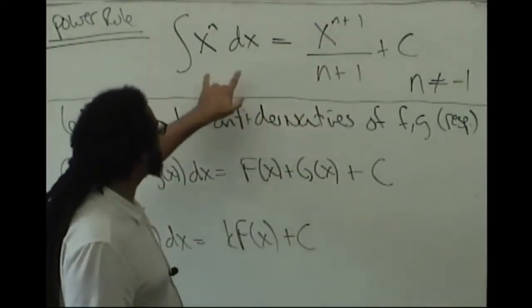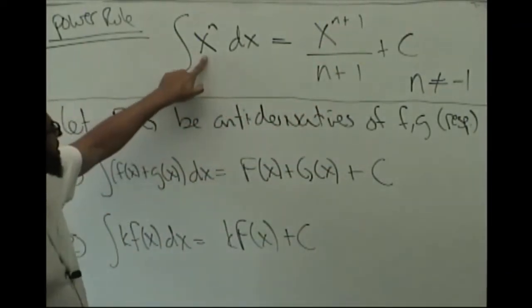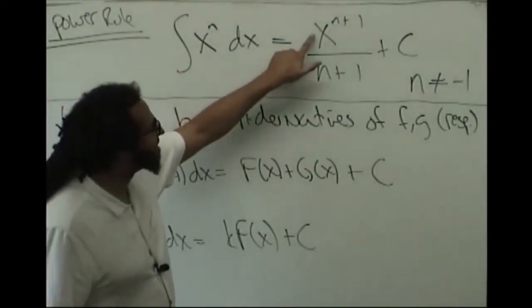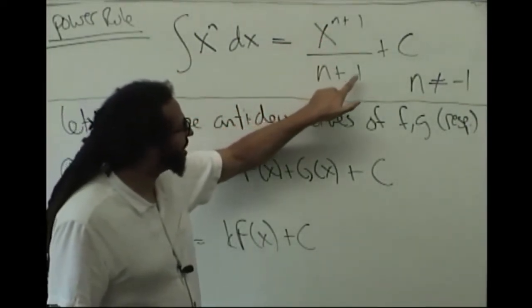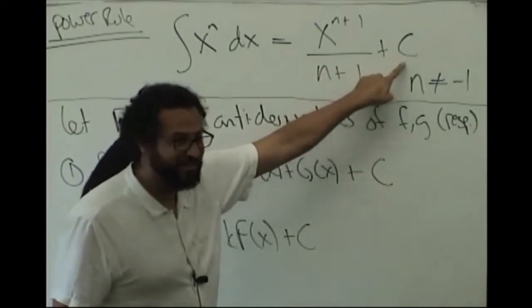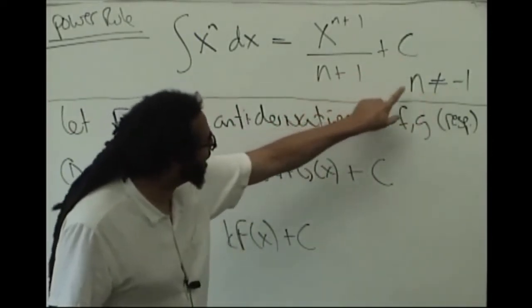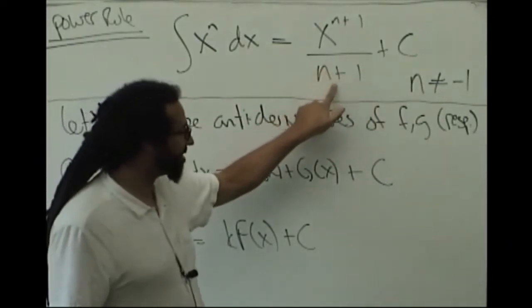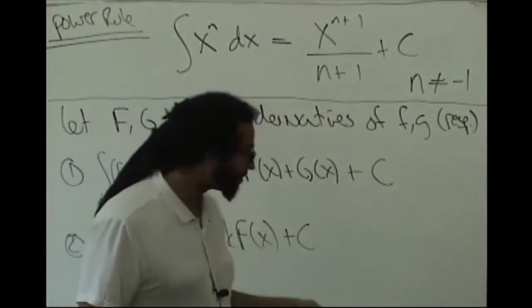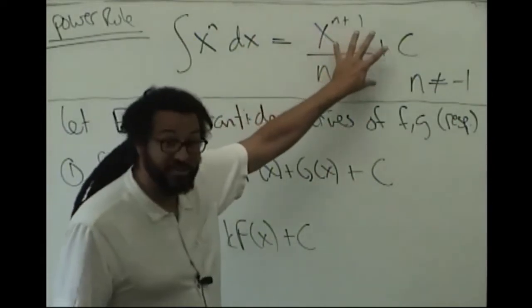So certainly the antiderivative of x to the n is x to the n plus 1 over n plus 1, plus some constant of integration c, as long as n is not negative 1. If n is negative 1, then we get a 0 in the denominator, and that's no good. How do I know this is right?